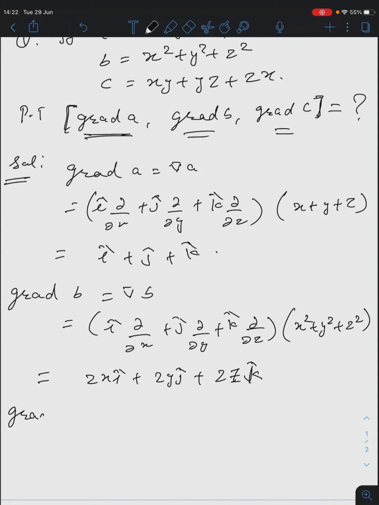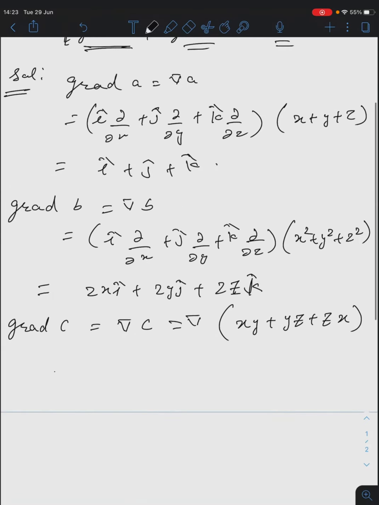Now calculate gradient of C and tell me the answer. That is del C, the operator del on C. What is C? xy plus yz plus zx. So what will be the result then? y I cap plus z j cap plus x k cap. Are you sure? No.